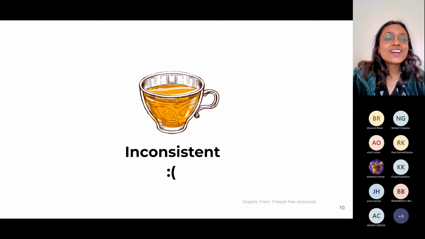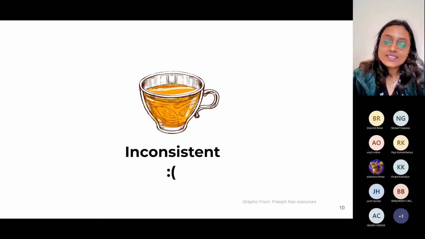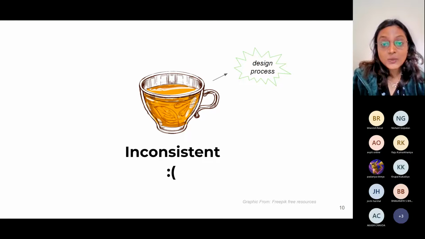Suddenly I was very unhappy with the fact that I could not make consistent tea. So let's consider that inconsistency in the taste of tea is a problem for me. We're going to take that as a problem statement, and we're going to apply the design process to it and see what comes out of it, if I can ever make good tea or not.